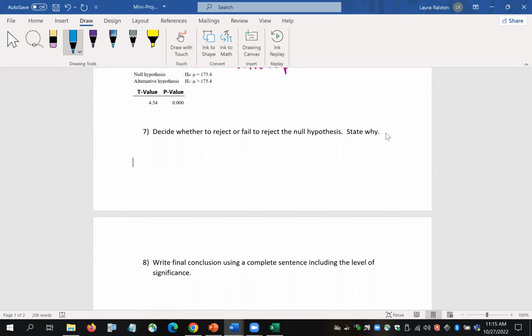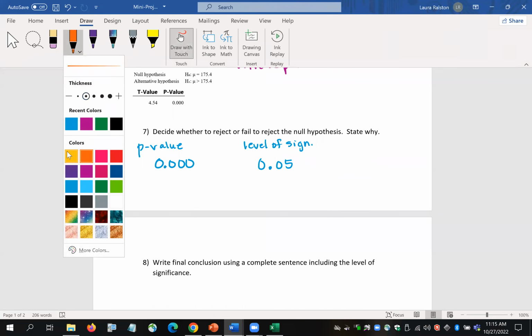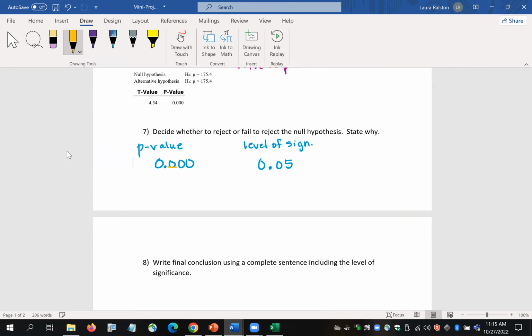Okay, and we're going to compare the p-value, which is 0, to the level of significance. Now again, you can choose. I would recommend using 0.05 because that's the most commonly used. And we find that when you make that comparison, 0 to 0.05, that the p-value is less than or equal to the level of significance. When the p-value is less than or equal to the level of significance, we reject the null.